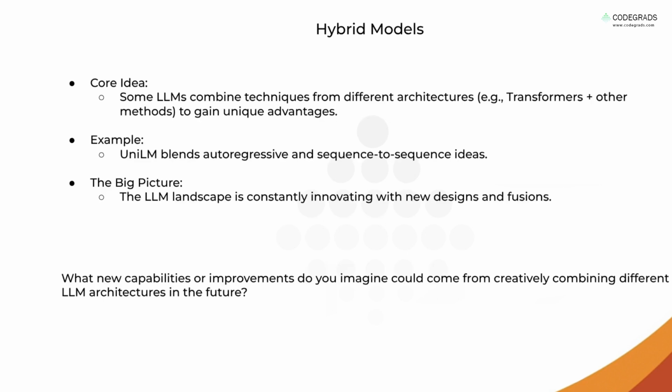Now, coming on to hybrid models, which are basically models that are combined. Some large language models are a combination of different architectures, maybe transformer, maybe encoder-only, maybe decoder-only, or something else. This is the unique advantage hybrid models have, to mix and match techniques. So yeah, that's a hybrid model.